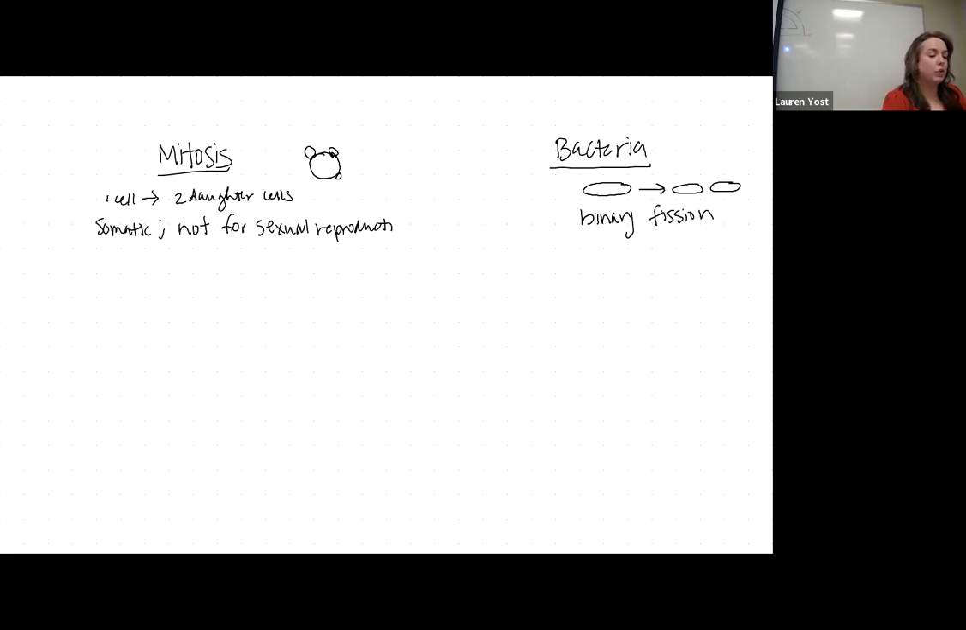If you are trying to make cells for sexual reproduction, then that is called meiosis. So sexual reproduction, gamete formation equals meiosis, just so that we're clear, that's a completely different thing.